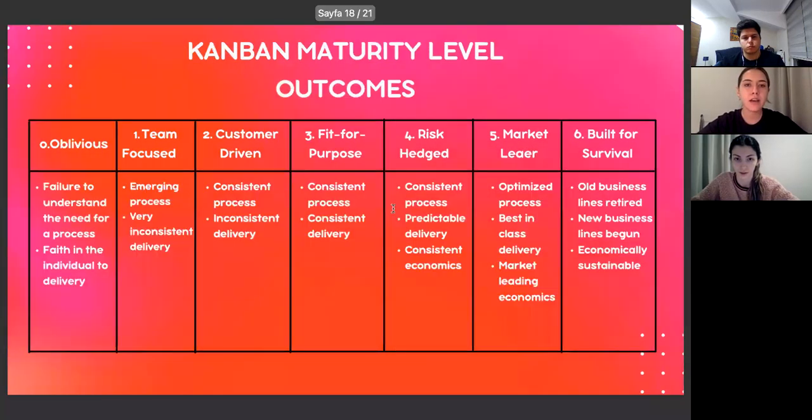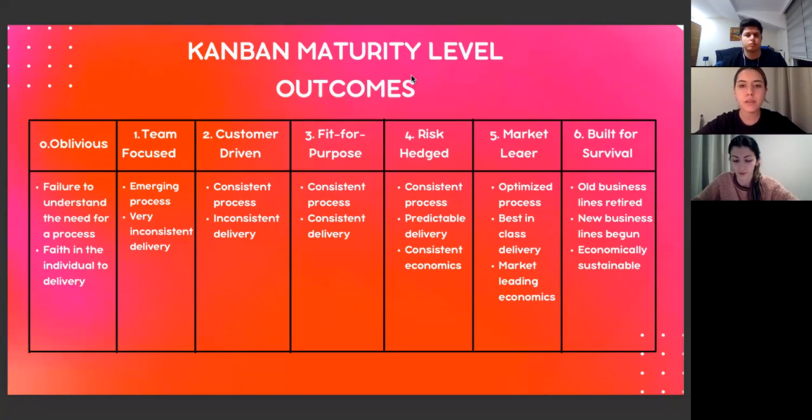Let's look at the outcomes of the Kanban maturity levels. In the Oblivious part, there is a failure to understand the need for a process, and faith in the individual to deliver. In level 1, team-focused has an emerging process and very inconsistent delivery. In level 2, customer-driven has a consistent process but inconsistent delivery. In level 3, fit-for-purpose has a consistent process and consistent delivery.